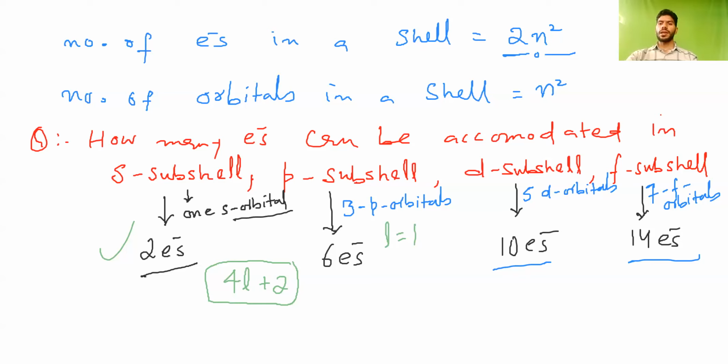Got it? In case of the d subshell, what is the l value? The l value for d is 2. So 4 twos are 8, 8 plus 2 is 10. And in case of the f subshell, what is the l value? The l value is 3. So 4 into 3 is 12, 12 plus 2 is 14. So I hope it is now clear. You can tell me the number of electrons in any subshell. So can you?